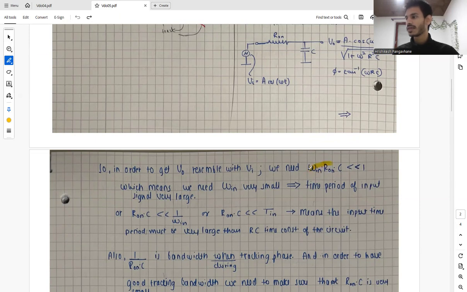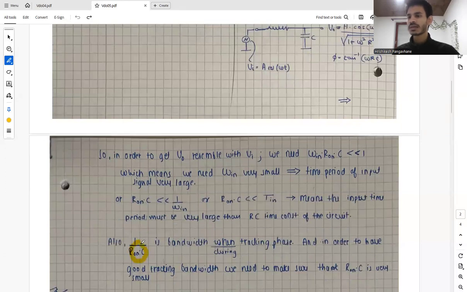So when we say that omega n R on C should be very, very less than 1, basically RC should be very, very less than 1 also, right? So when we transfer this omega n over here, RC should be very, very less than 1 upon omega n. So 1 upon omega n is basically the time period of the input signal, and RC is the time constant for that capacitor. So this means the input time period must be very, very larger than the RC time constant of the circuit itself. And also 1 upon RC is the bandwidth of the RC filter, right?